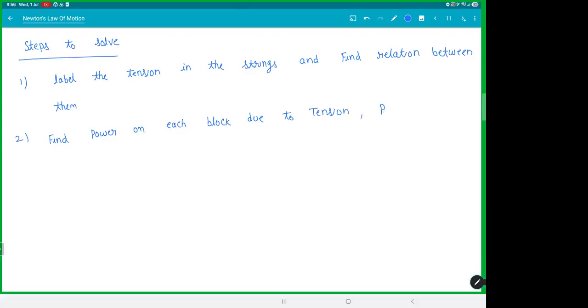So the power formula is T bar dot V bar. So T is tension here, which is TV cos theta. So you can write this as T cos theta into V or T into V cos theta. So T cos theta is the component of tension along velocity.